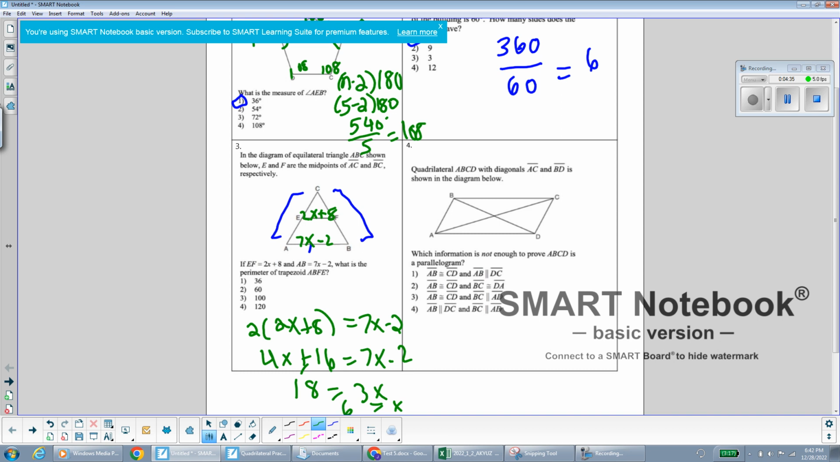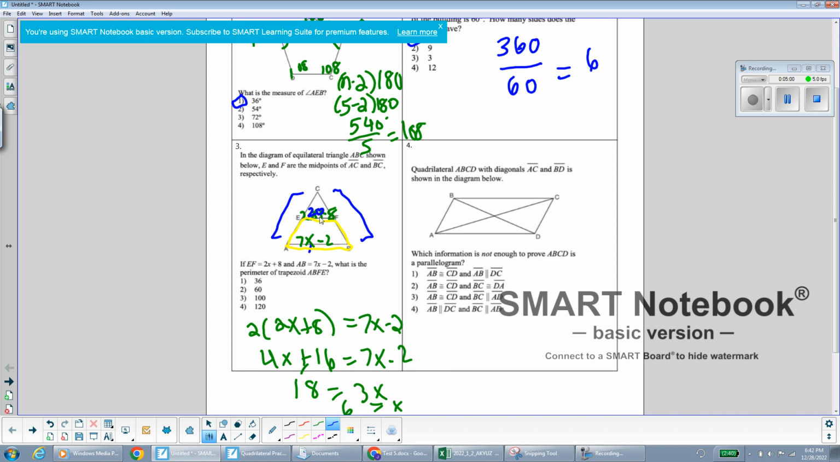So we are looking for the perimeter of A, B, F, E. So I need all the side lengths. So now that I have x is 6, I can plug in and find EF and find AB. So let me plug in to find EF. So that's 2 times 6 plus 8, and that's 20. So we just found that EF is 20.